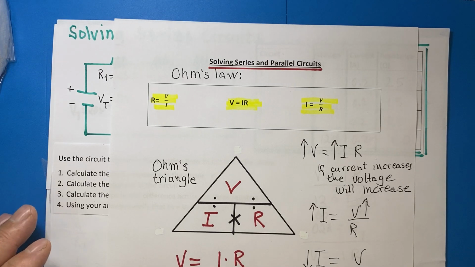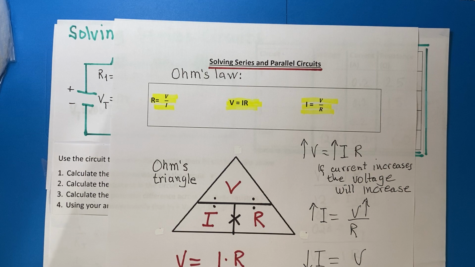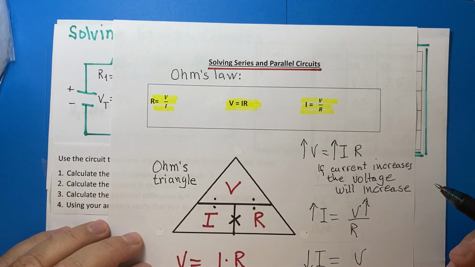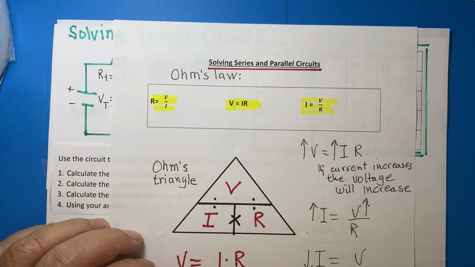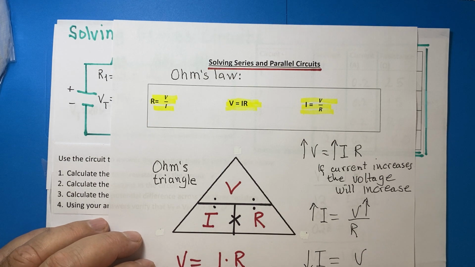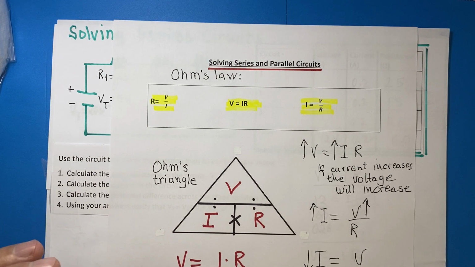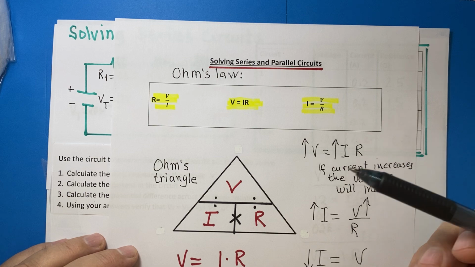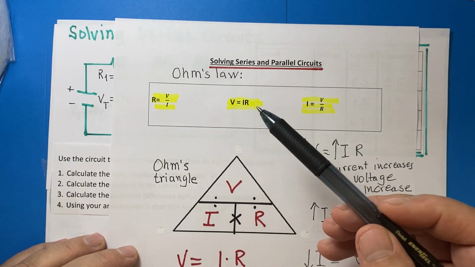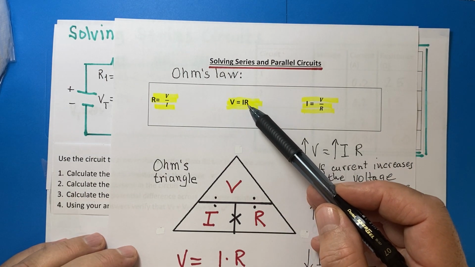In this video, I'm going to talk about how we can solve for current, voltage, and resistance for series and parallel circuits. To answer a question about these three variables, we must know and apply Ohm's law and the rules for finding current, voltage, and resistance. What is Ohm's law? Ohm's law describes the relationships between voltage, current, and resistance.